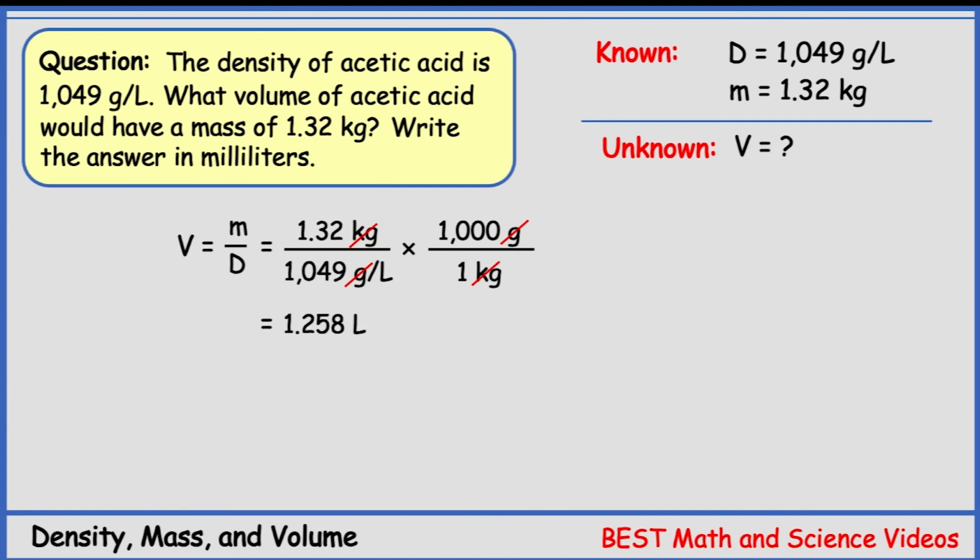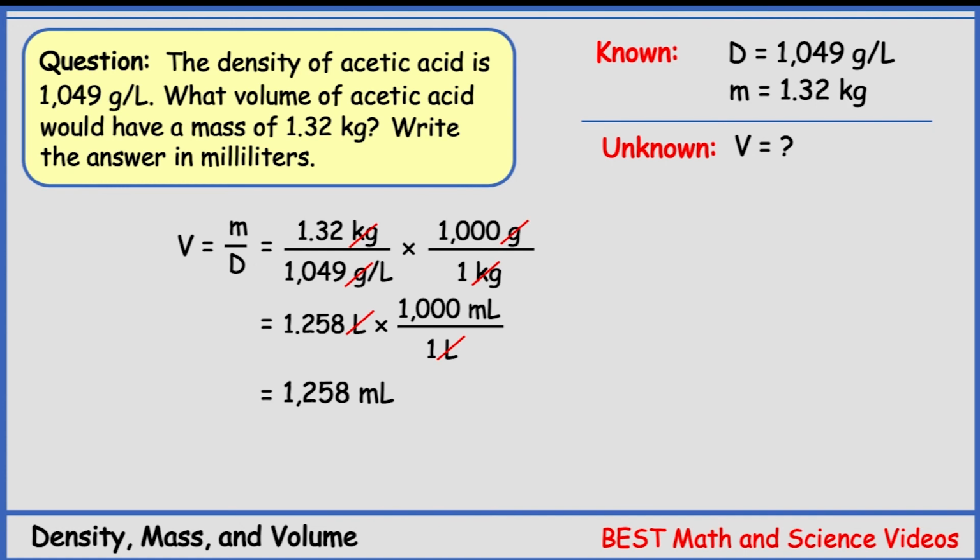But notice that the unit is now liters. We were told to write the answer in milliliters. So we can convert units again. This time, we multiply by 1,000 milliliters divided by 1 liter. The liters cancel. And using a calculator, we find that the answer is 1,258 milliliters. But be careful here. This isn't quite the answer we need.